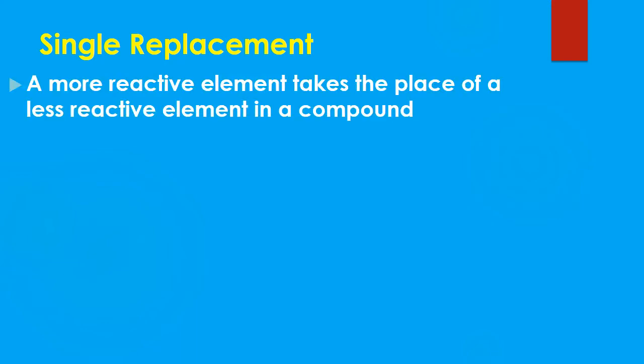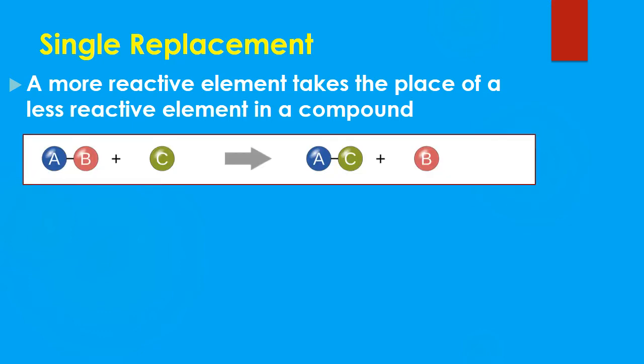Single replacement. Replacement meaning to take the place of, to put in place of. Single meaning one. So what we're seeing here is that one substance wants to take the place of another. So a more reactive element takes the place of a less reactive element in a compound. So the less reactive element has to be in a compound, and the more reactive element is going to be free, and it's trying to take the place of that less reactive element in a compound.